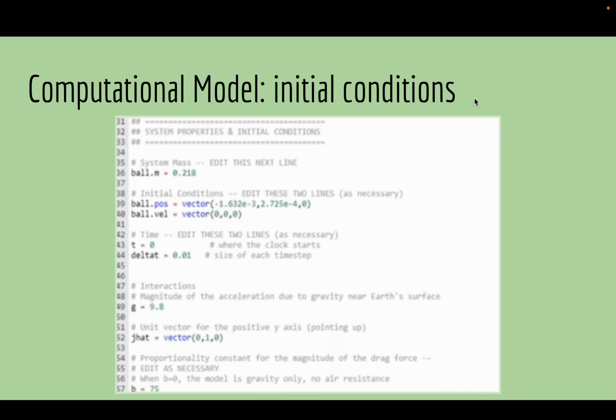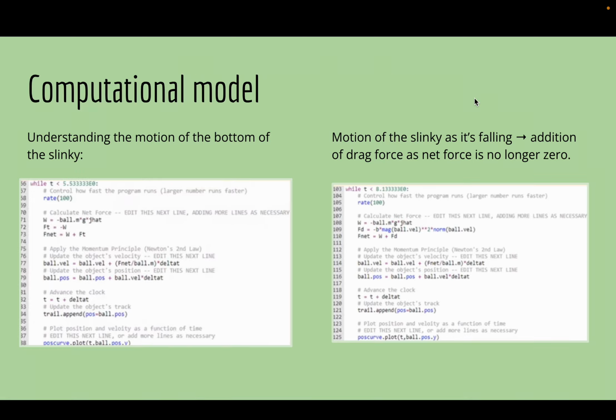So going into our computational model, which was done through GlowScript, we are starting off with our initial conditions, which just inputs a lot of the values that were shown on the previous slide. And then we had 2 while loops. The first was understanding the motion of the bottom of the slinky. In this section, it's really important to note that the net force is 0, whereas the other while loop, which is analyzing the motion of the slinky as it's falling, the net force is no longer 0, as there is the addition of the drag force as well as the force of gravity.